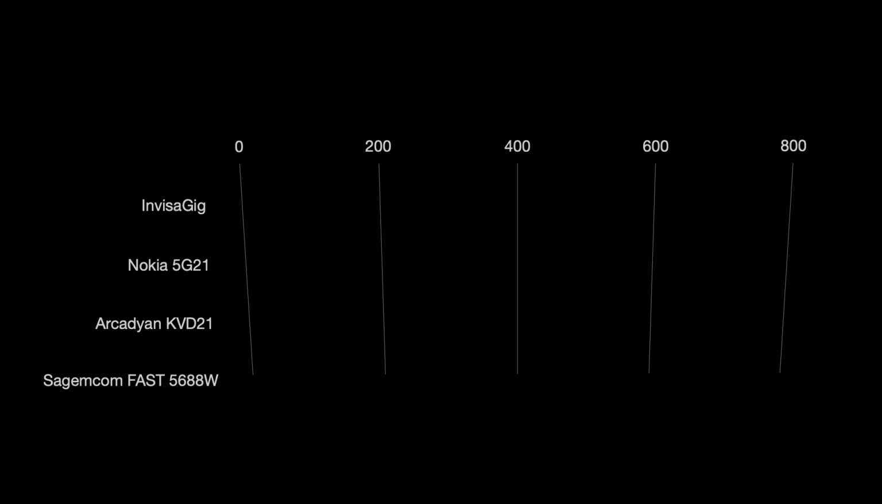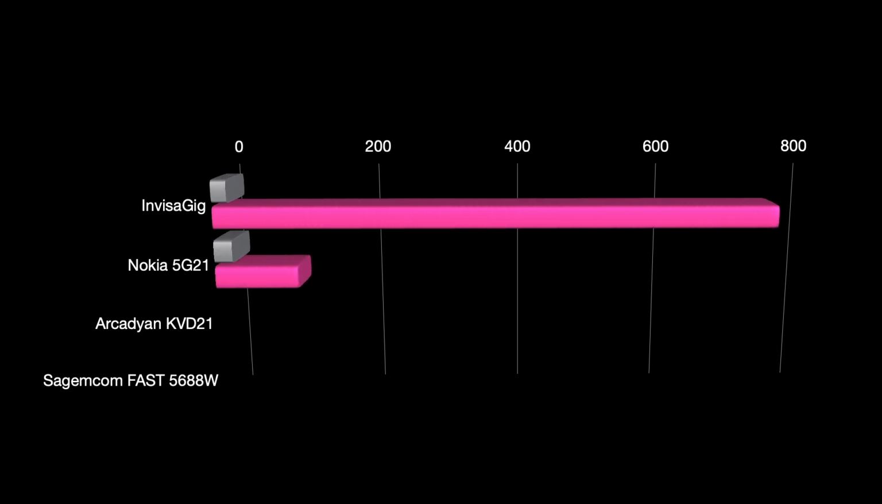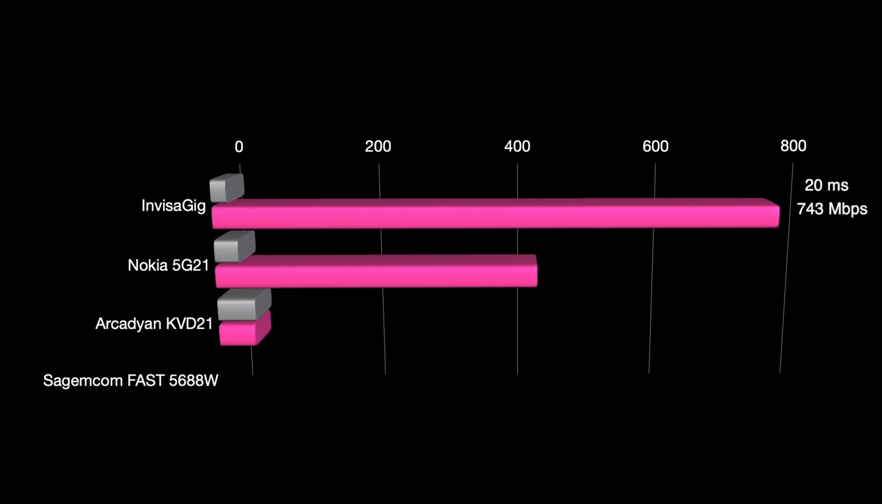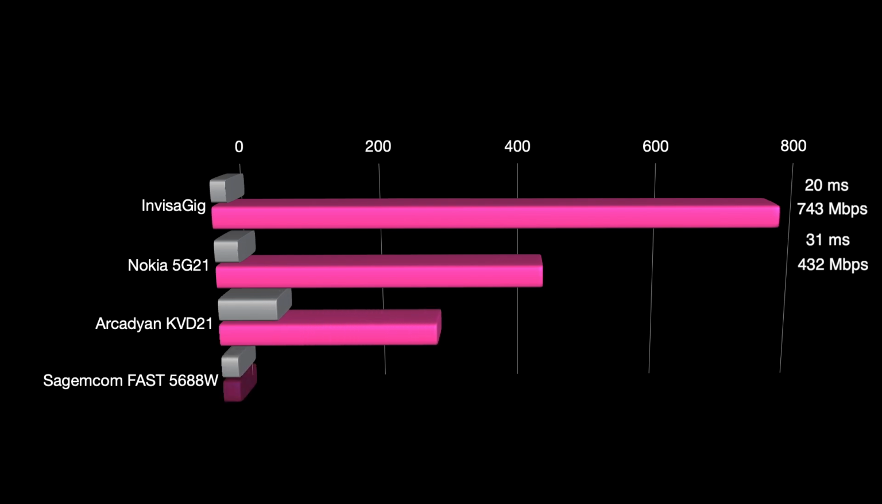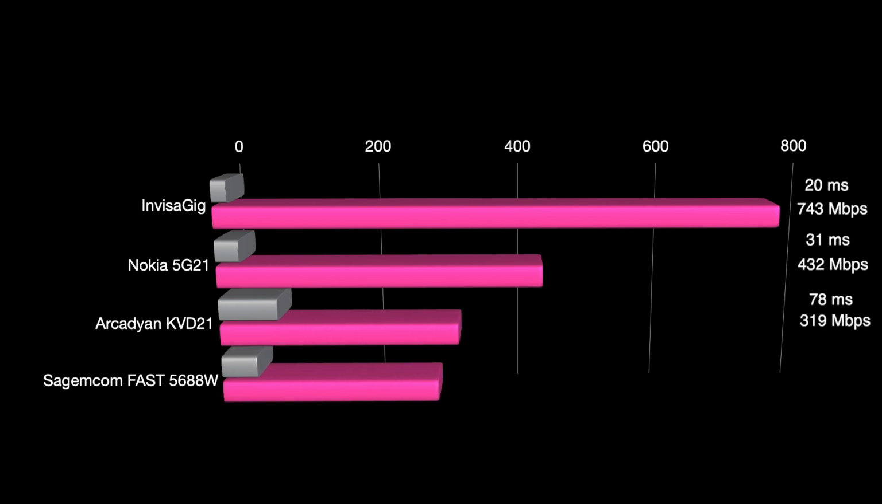First up, we're going to take a look at how the InvisaGig stacks up to the stock gateways that are provided by T-Mobile. And specifically, I'm talking about the Nokia, the original Arcadian, and the Sagemcom gateways. And you will see here we have, on average, 20 milliseconds for our ping and an outstanding download speed of 743 megabits per second, which is to date the fastest I've ever had on this platform.